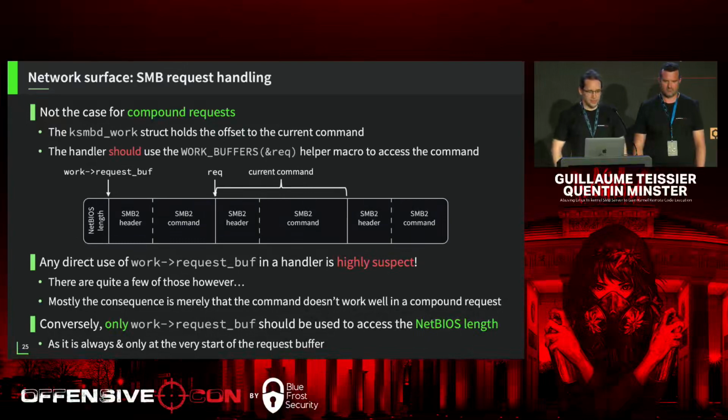And if you see any use of request_buf in the KSMBD code, usually it's not a good sign, right? It turns out there are quite a few of them. Well, most mean that the command can't be processed if it's not the first one in a request. Well, it's a bug, but it's not that bad in itself. And the second thing that you have to note is that when KSMBD tries to access the NetBIOS length, it should do so not through the req pointer, because that one points to the current command, but through the request_buf pointer, because that's where the NetBIOS length lives.